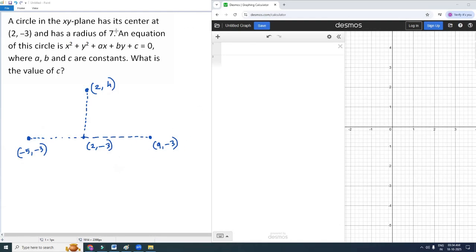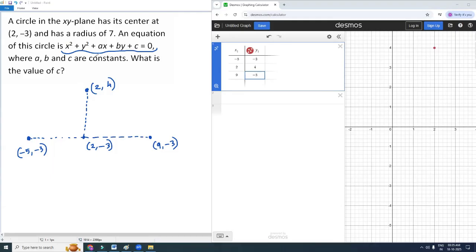Now let me give these 3 points as input in Desmos over here. Click on table. Okay, now let's take the first point, that is (-5, -3). Let's take the second point (2, 4), and let's take the third point (9, -3). Now we have to give this equation as input to get the values of the unknown constants a, b, and c. But when I give this equation as input in Desmos, instead of x, I have to take x1. Instead of y, I have to take y1. And instead of the equal sign, I have to take the tilde sign.